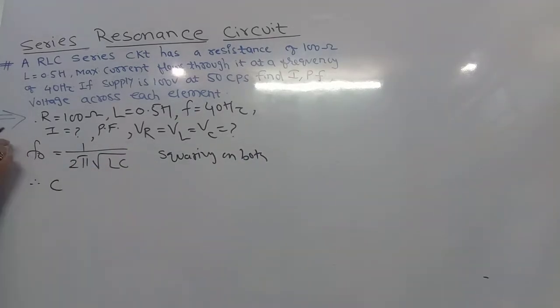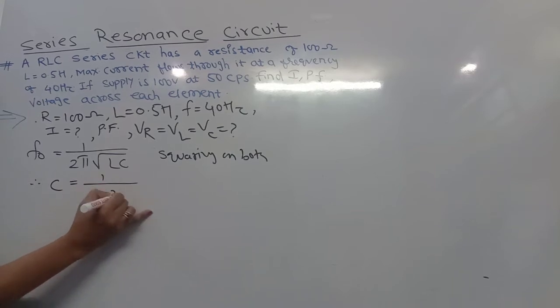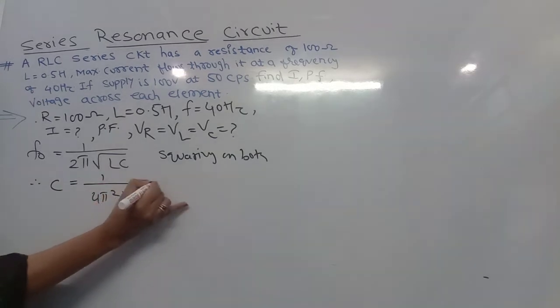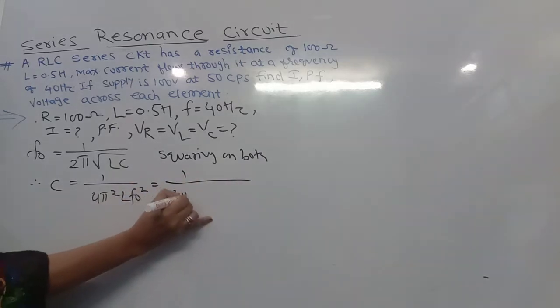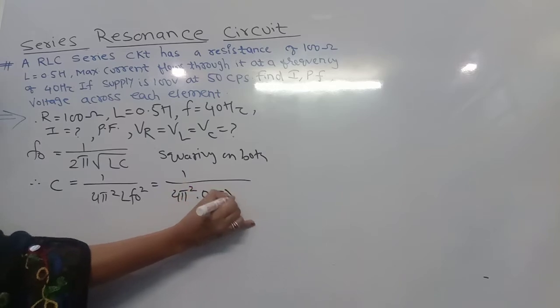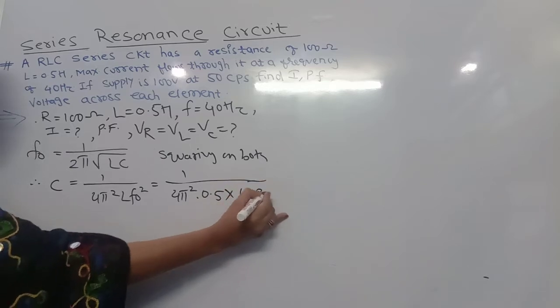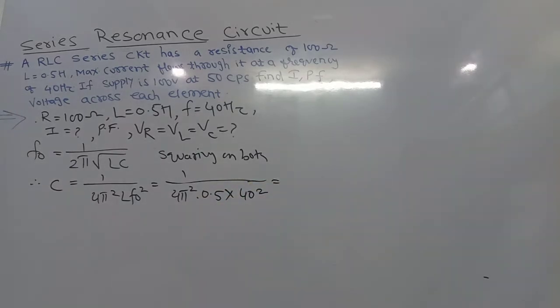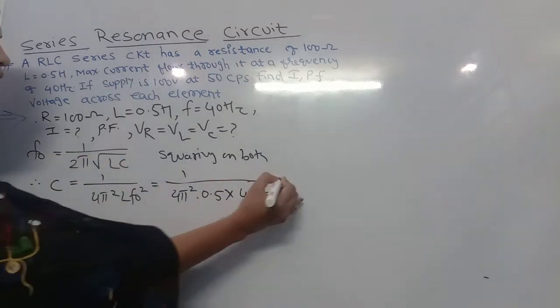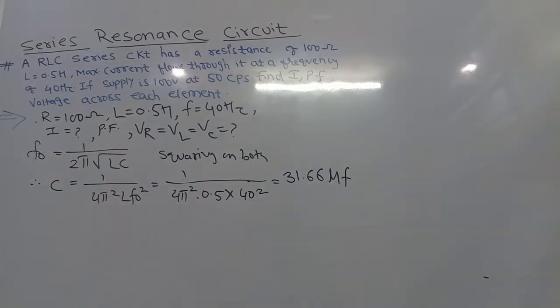C will become 1 by 4 pi square L into F0 square. So substitute the values: 4 pi square into L, which is 0.5, into F0, that is the frequency, 40, whole square. If you do it with the calculator, you will find the answer. That is 1 divided by 4 pi square into 40 square into 0.5, which is 31.66 microfarad. So this is one parameter you have calculated.